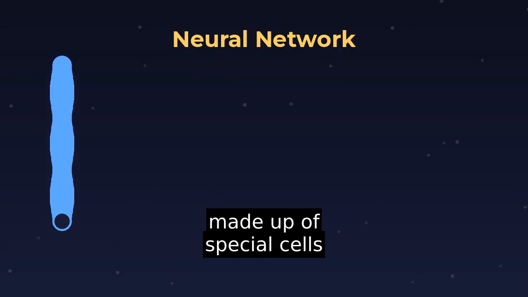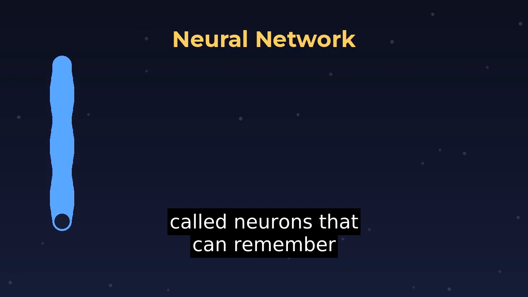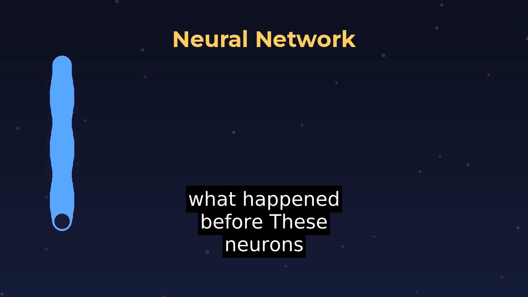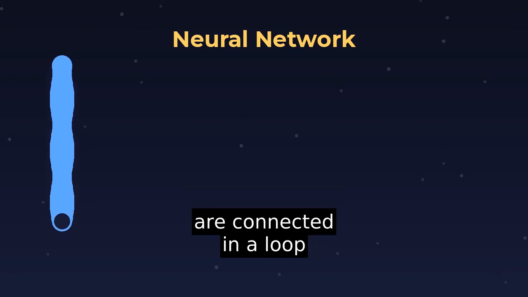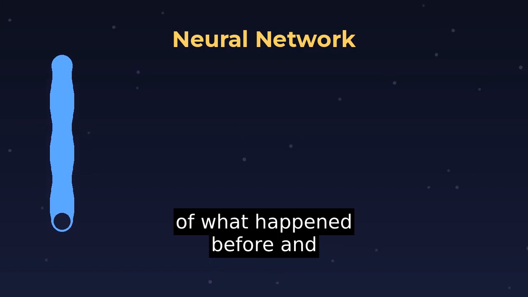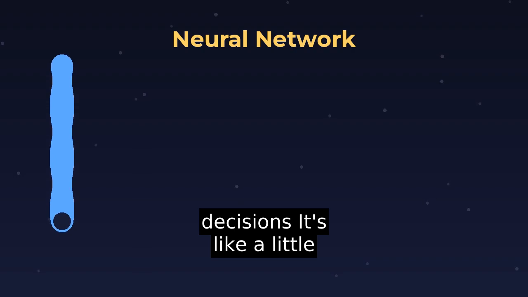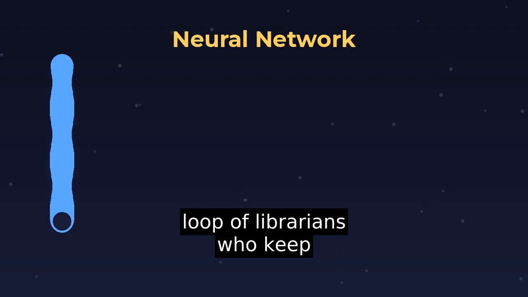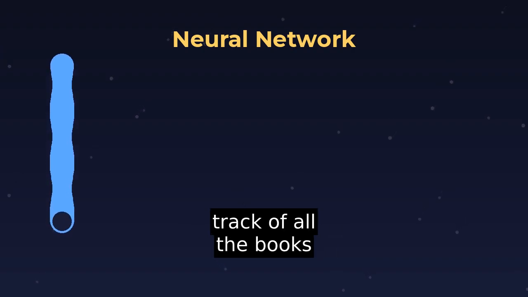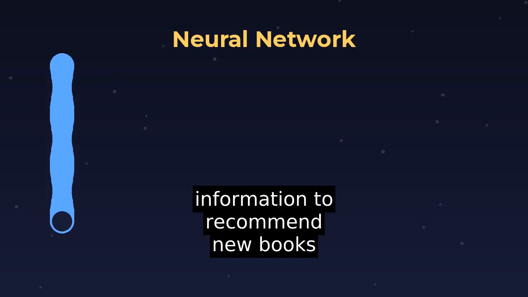They're made up of special cells, called neurons, that can remember what happened before. These neurons are connected in a loop, so they can keep track of what happened before, and use that information to make decisions. It's like a little loop of librarians, who keep track of all the books you've read, and use that information to recommend new books.